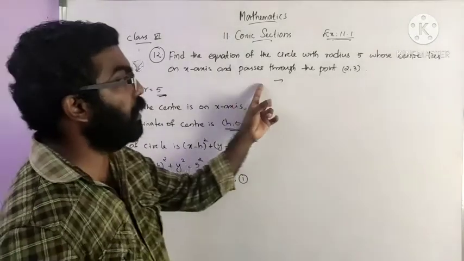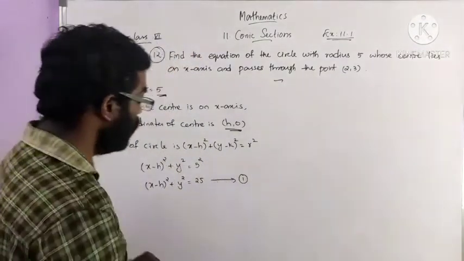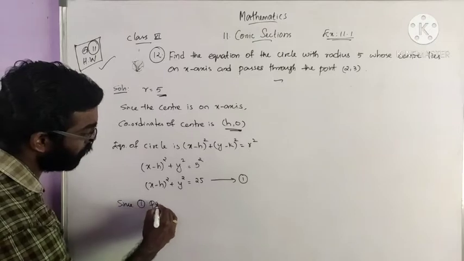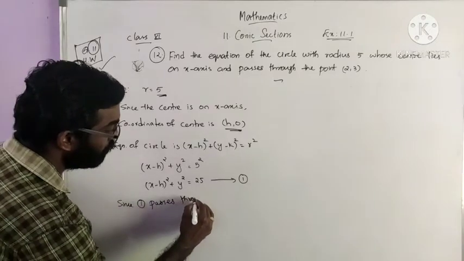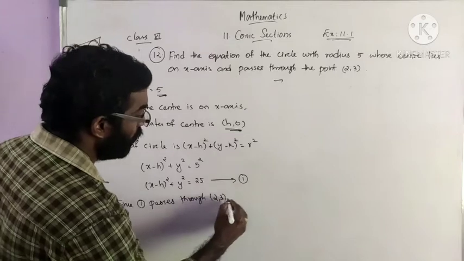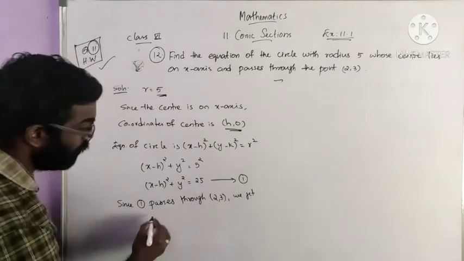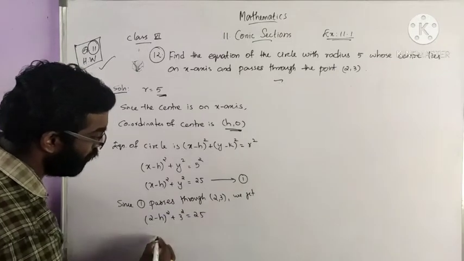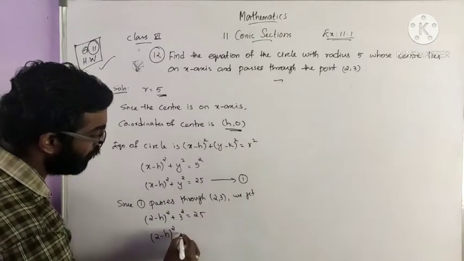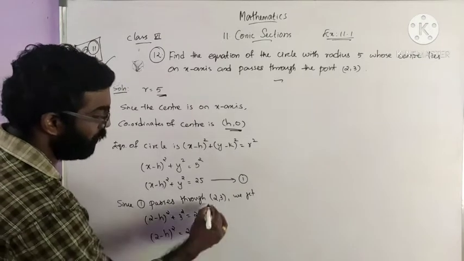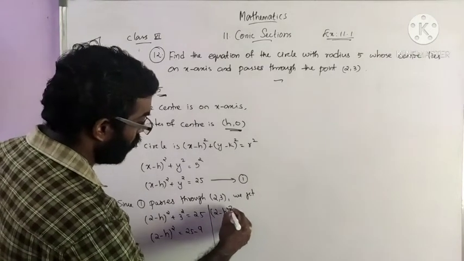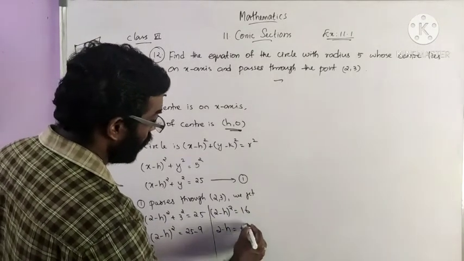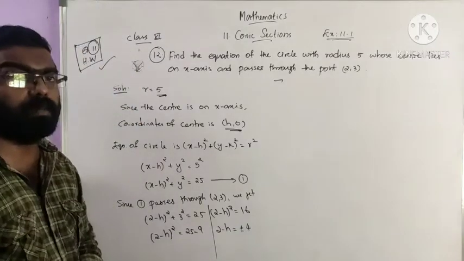Now given that the circle passes through the point 2 comma 3. Since the circle, or equation 1, passes through 2 comma 3, we get 2 minus h the whole square plus 3 square is equal to 25. That is 2 minus h the whole square is equal to 25 minus 9, or 2 minus h the whole square is equal to 16. 2 minus h is equal to plus or minus root 16, that is plus or minus 4.